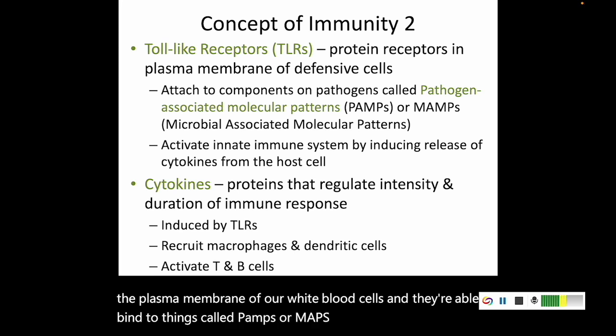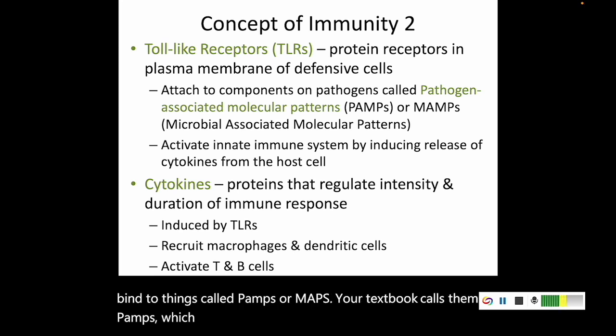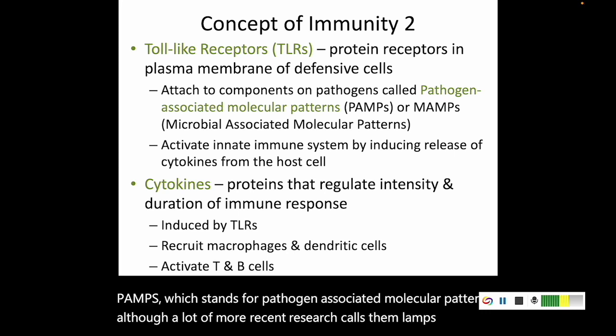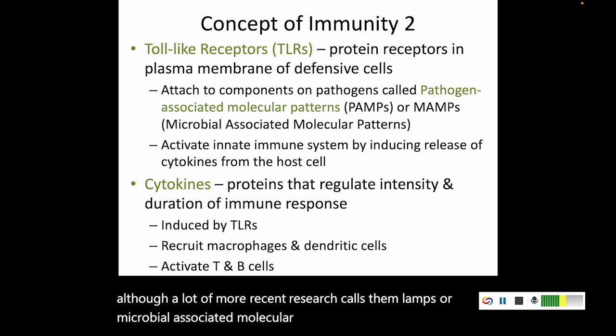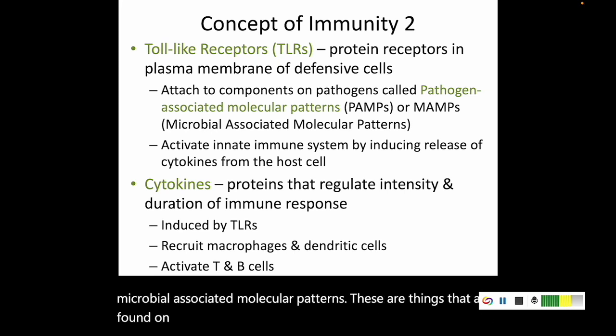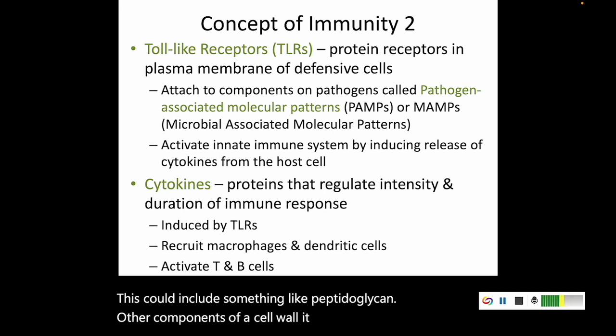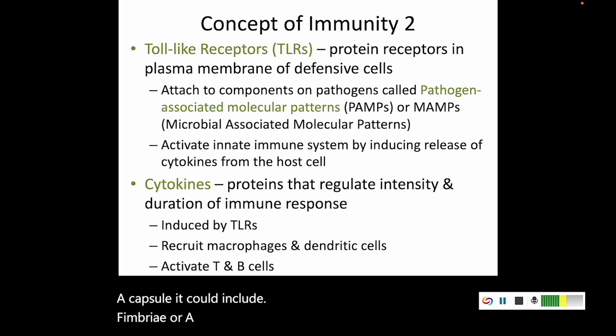Your textbook calls them PAMPs, which stands for pathogen-associated molecular patterns, although a lot of more recent research calls them MAMPs, or microbial-associated molecular patterns. These are things that are found on microbes that are not found on our own cells. This could include something like peptidoglycan, other components of a cell wall. It could include a capsule. It could include fimbriae or a bacterial flagella.